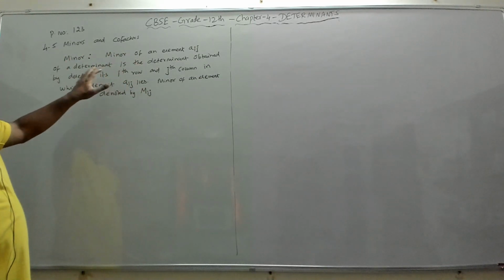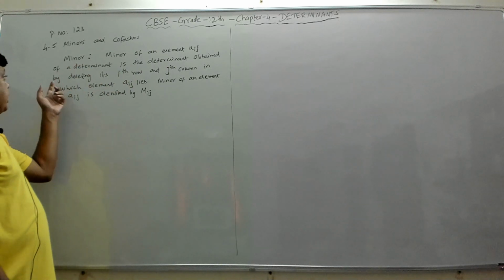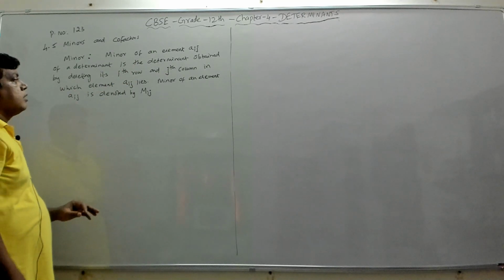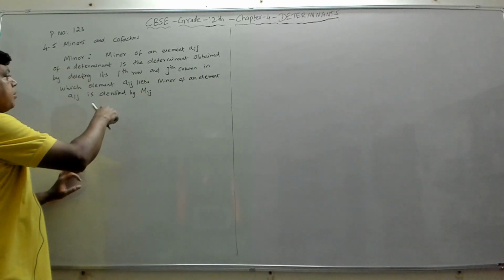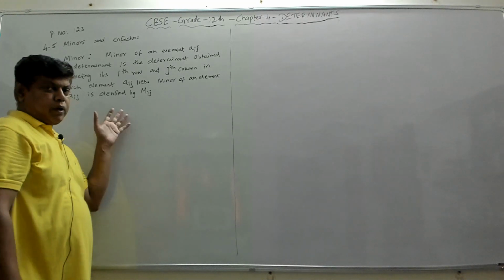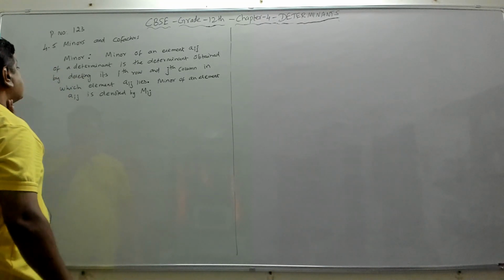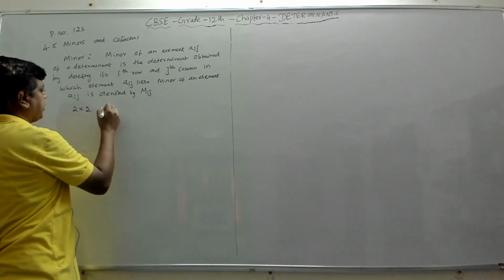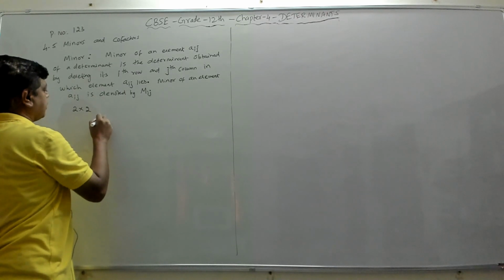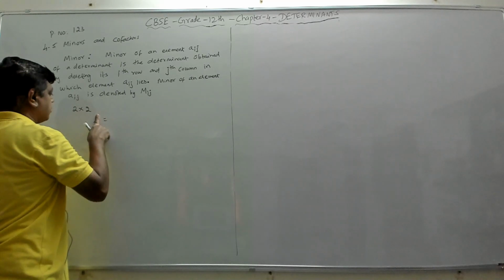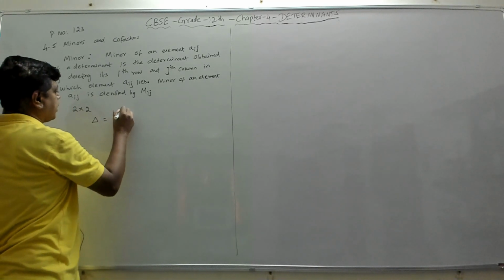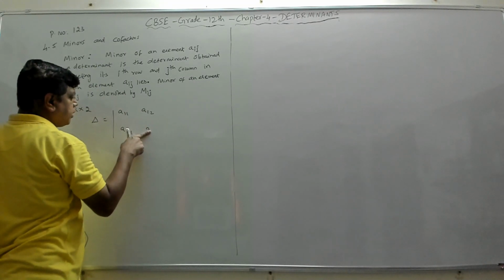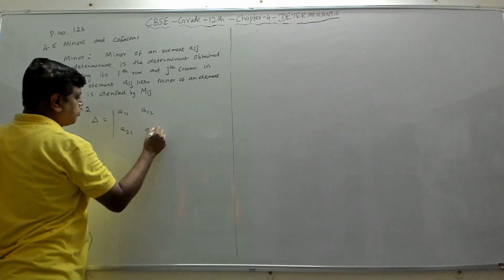So what is the minor of an element? The minor of an element Aij of a determinant is the determinant obtained by deleting its ith row and jth column in which the element Aij lies, and it is denoted by Mij. So what does it mean? Suppose you have a 2 cross 2 determinant, delta equal to A11, A12, A21, A22. It's not a matrix, it's a determinant because I put two lines.